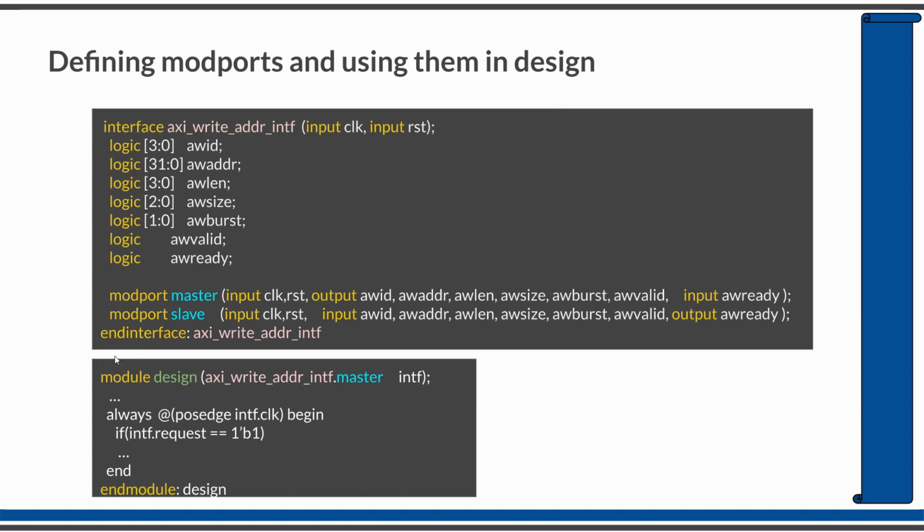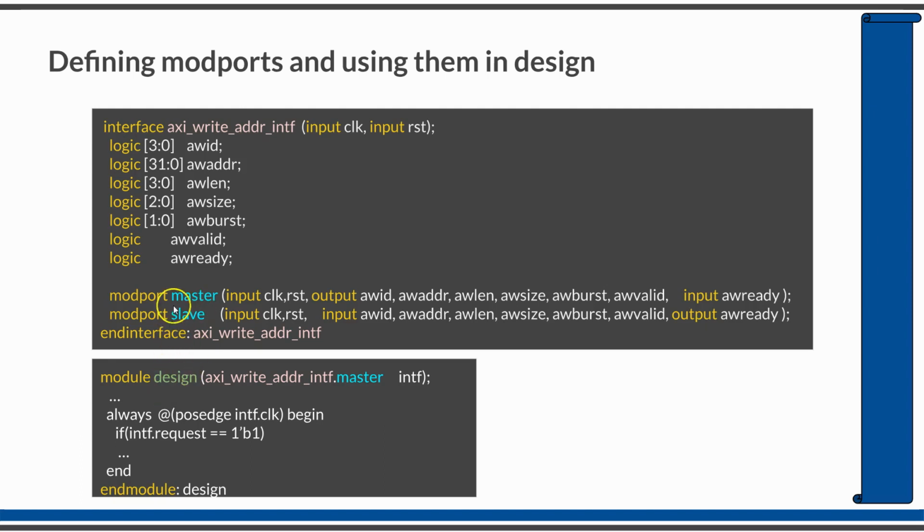Now we will see how these modports can be used in the design module. So it's the same interface with the name AXI write address INTF, and it has two modports, named master and slave, which you had seen in the previous slide. Here the master and slave modports are highlighted with a different color just for ease.